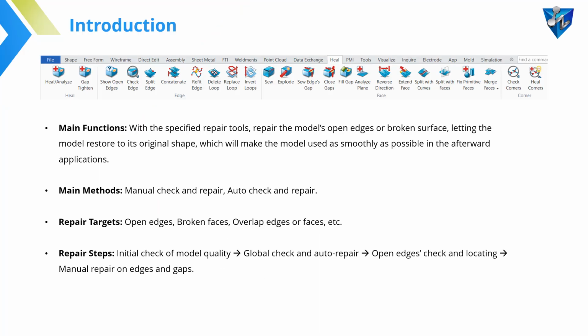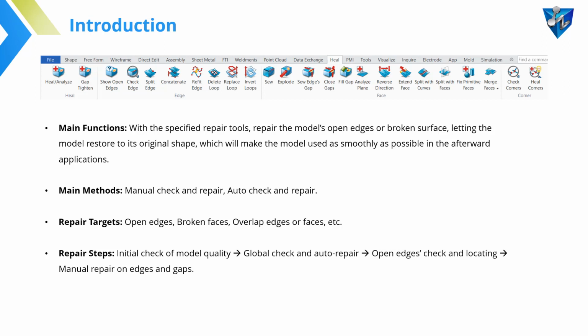As you can see, under this tab there are lots of tools for you to do the check and repair. With these specified repair tools, the model's open edges or broken surfaces will be repaired reasonably, which will let the model be close to its original shape. And therefore, the model can be used as smoothly as possible in the afterward applications, which is the main function or purpose of model repair.